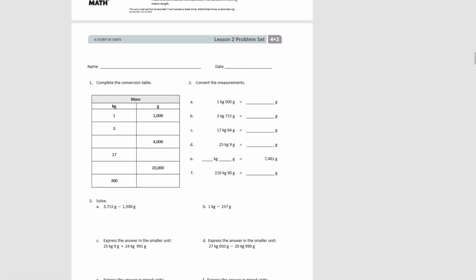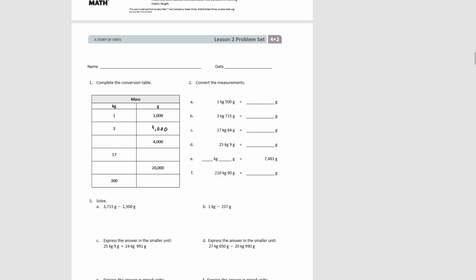So in number 1, you're going to complete the conversion table. So pause the video for a moment and complete the table. Okay, 1 kilogram is 1,000 grams, so 3 kilograms would be 3,000 grams. 4 kilograms would be 4,000 grams. 17 kilograms would be 17,000 grams. 20 kilograms would be 20,000 grams, and 300 kilograms would be 300,000 grams.